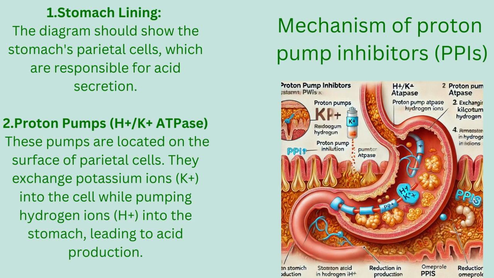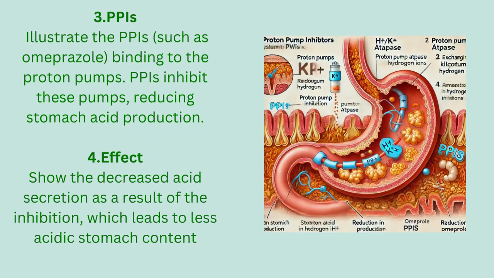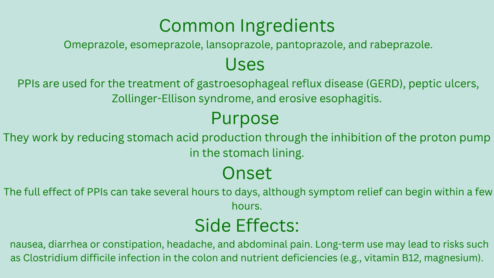PPIs, such as omeprazole, bind to the proton pumps on the parietal cells. This binding inhibits the pump's action, preventing the exchange of ions and thus reducing acid production. PPIs are used for the treatment of GERD, peptic ulcers, Zollinger-Ellison syndrome, and erosive esophagitis.